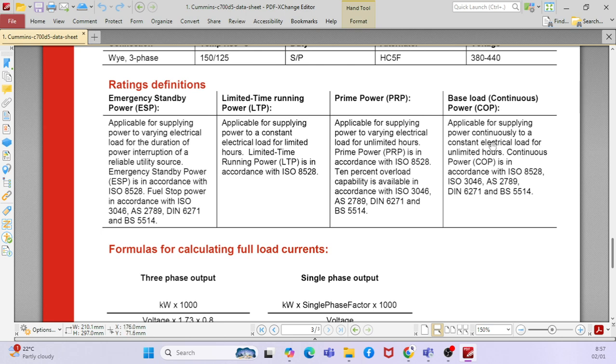So continuous rating. Can I ask you one question if that's the case? Can we just say the difference between standby and hospital or continuous is only the running time basically? Yeah, running time, and standby works. Also the capacity varies. No, but the capacity is still constant, right?